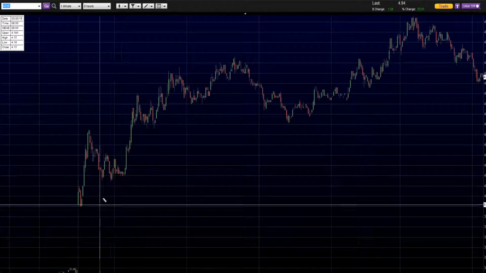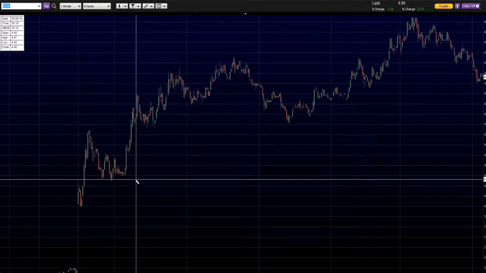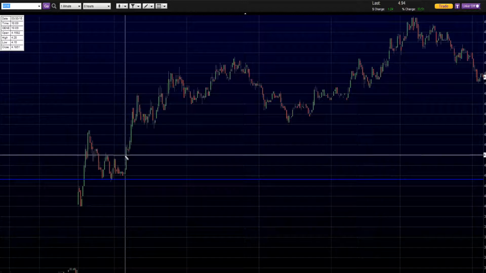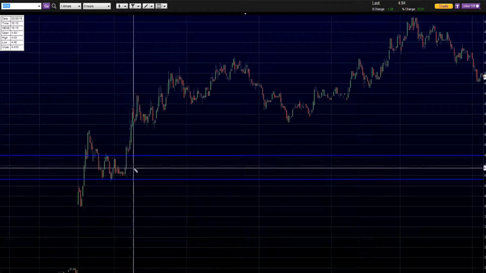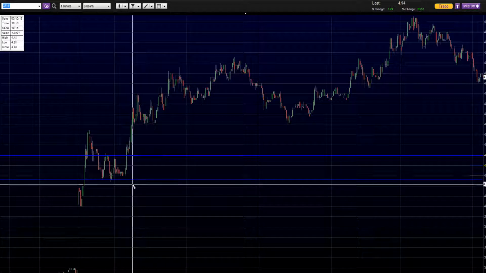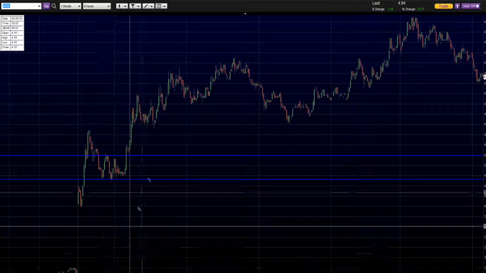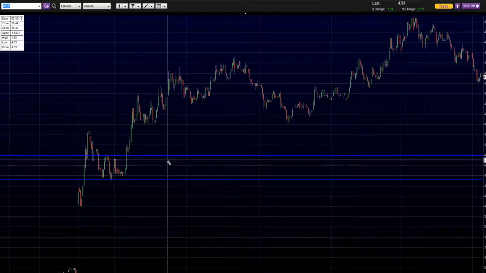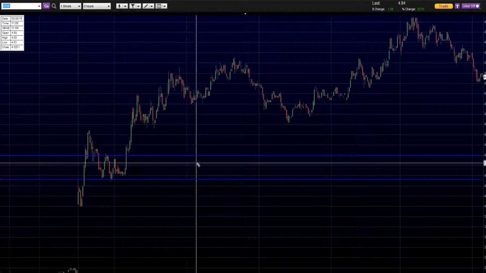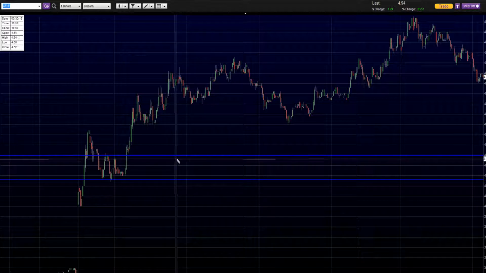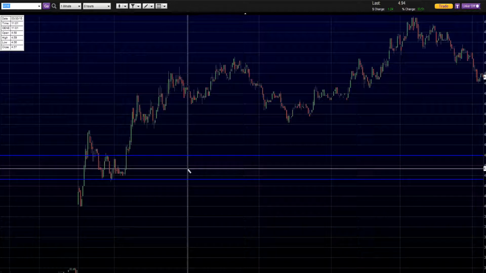So once again, you'd want to stop below your lows and enter anywhere in between. And then you can calculate your risk, of course, which we'll go over in a later video. And you can determine your share size or position size based on your risk allowance.